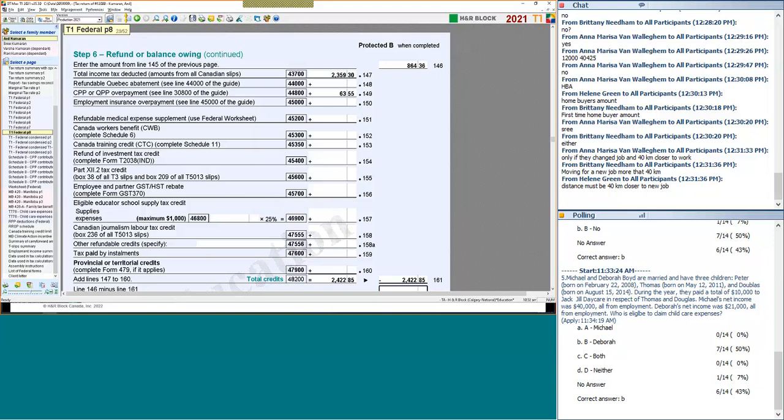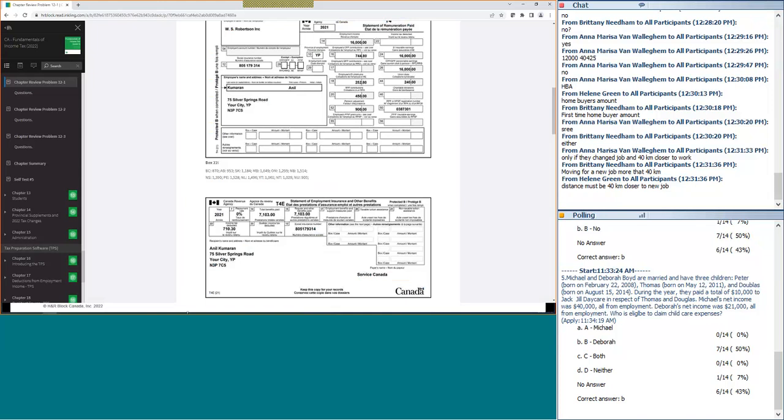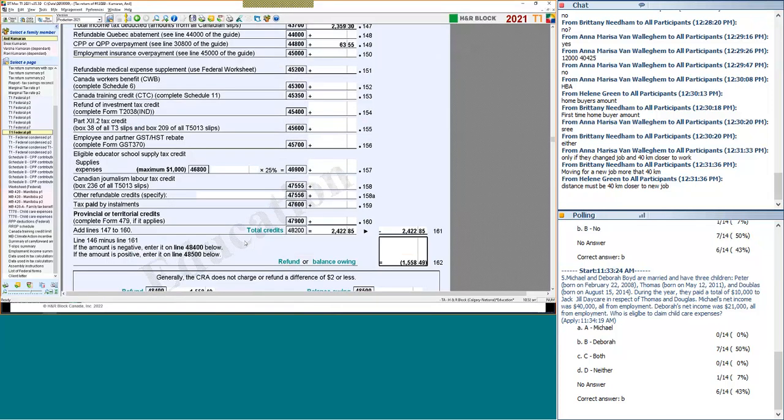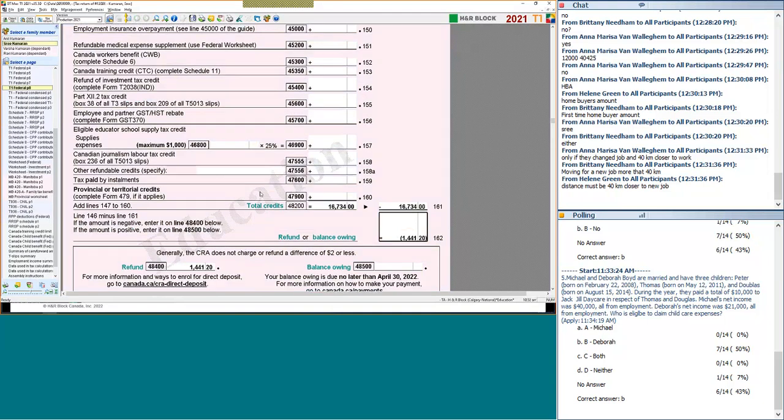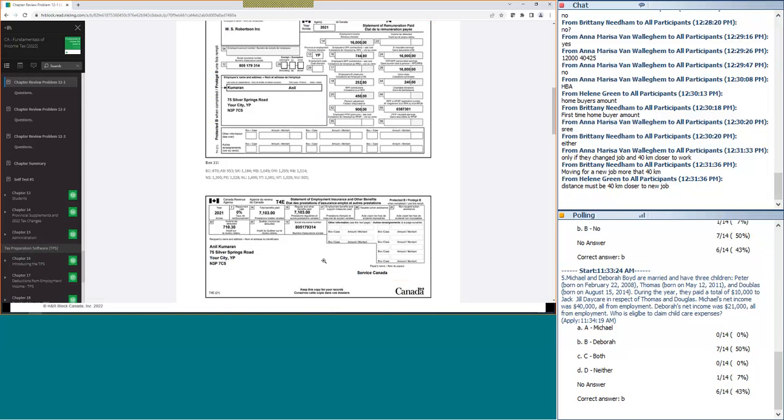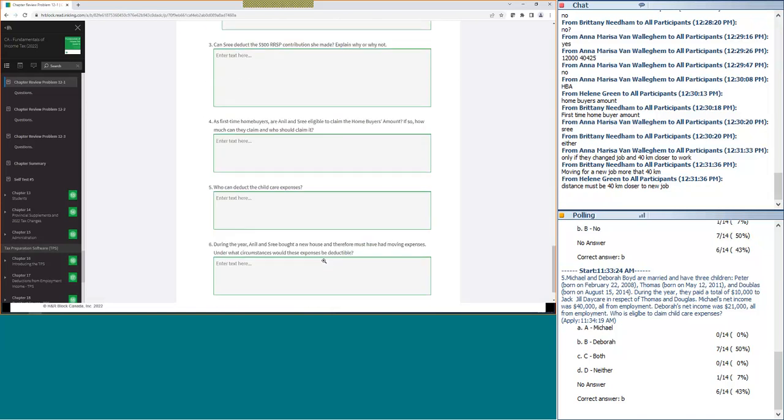Okay. Let's do the next one. Oh, I should show you Anil's as well. So, no, I did. Anil is 1558.49. Sri is 1441.20. If you're not sure, you didn't get those answers, send me yours and I will take a look at them for you. All right, so moving on to the next one.